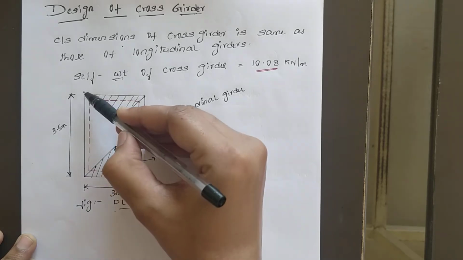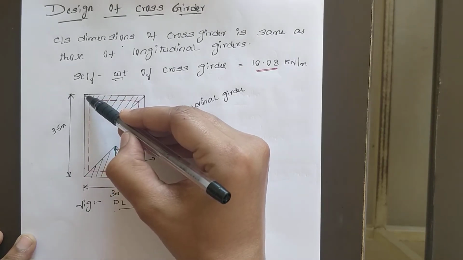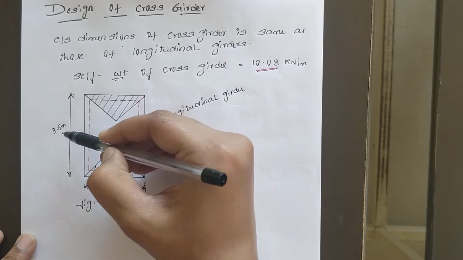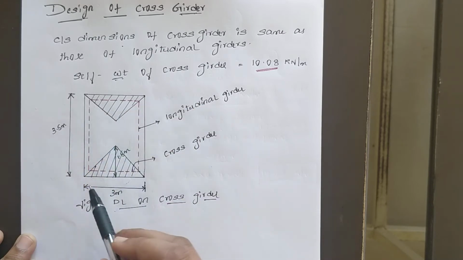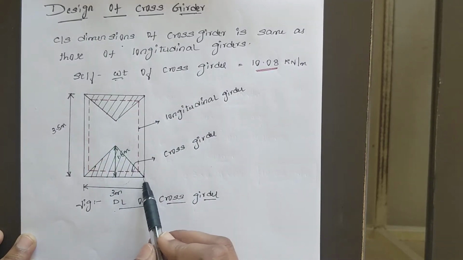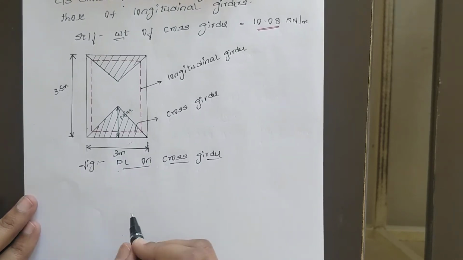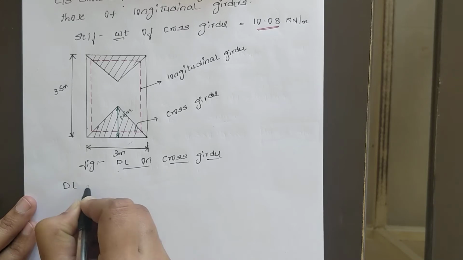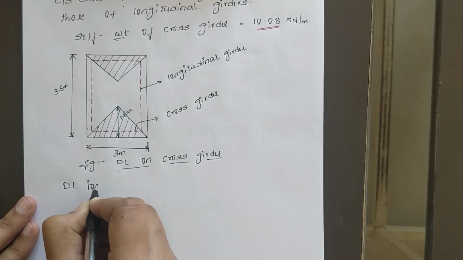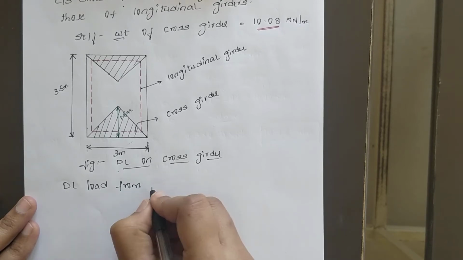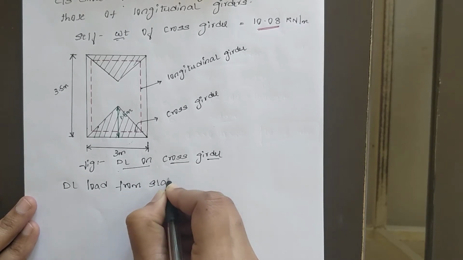The center to center distance of the cross girder you need to consider in the range of 3.5 meter to 4 meter. I have considered it as 3.5 meter. And the center to center distance between the longitudinal girders, you have taken as 3 meter. The first step you need to calculate is the dead load from slab.